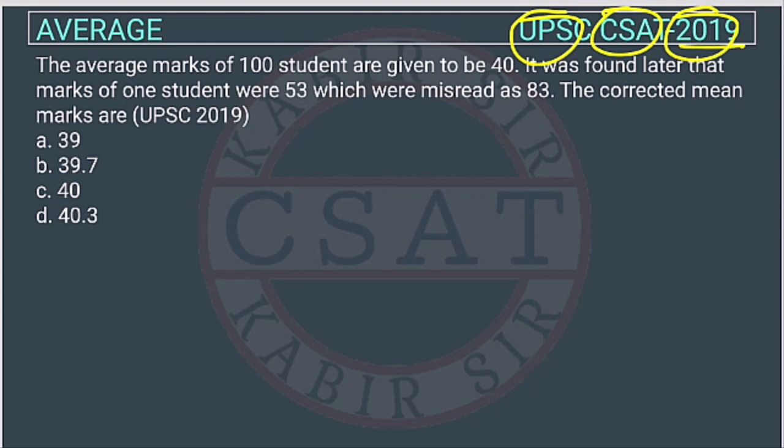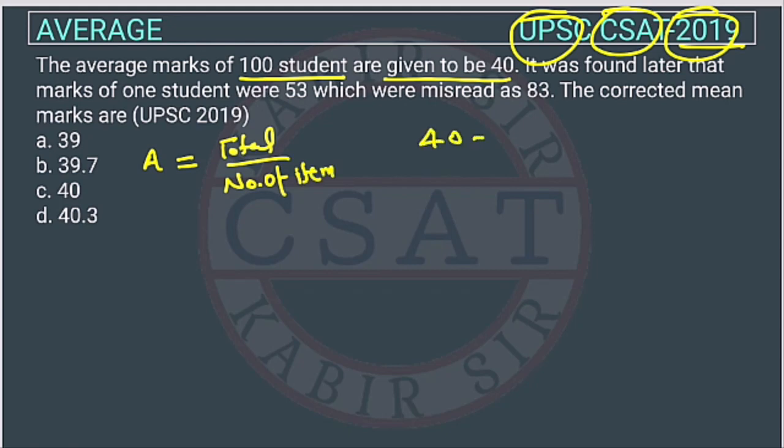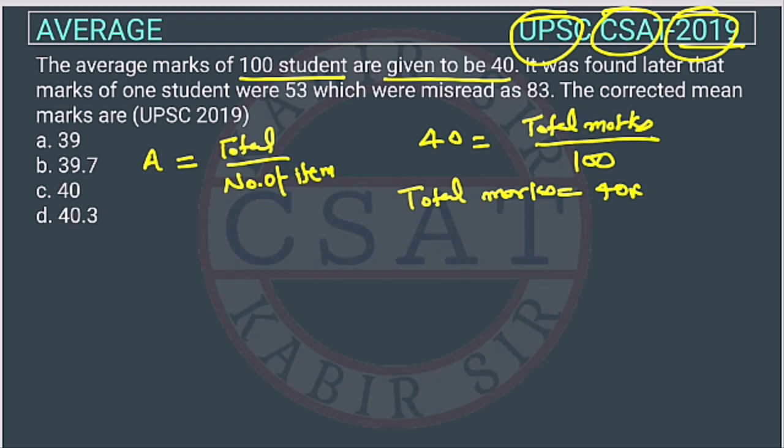The average marks of 100 students are given to be 40, right? So we know that the average formula is total marks upon number of students, right? Now they have given that the average is 40, right? And this is total marks upon 100, right? So total marks will be 40 into 100 is equal to 4000, right?